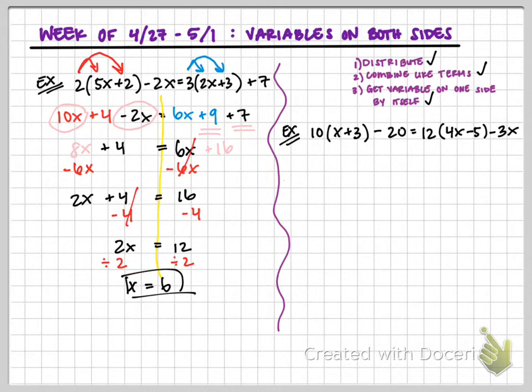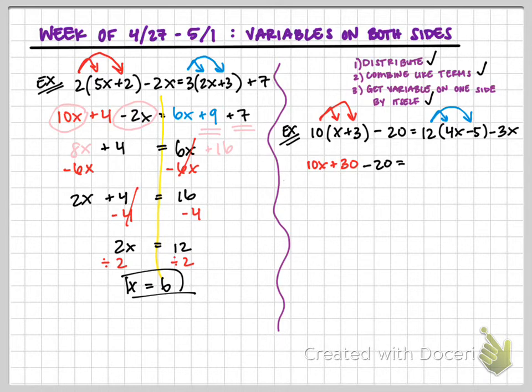Okay, the very last one. Same thing. Is there anything you can distribute? Yes, I see those parentheses. I definitely want to distribute first. We'll start off with a 10, and then we can go on towards the other side with 12. Okay, so 10 times x gives me 10x. 10 times 3 gives me 30. Remember not to distribute the 10 with the negative 20. The negative 20 is not inside the parentheses.